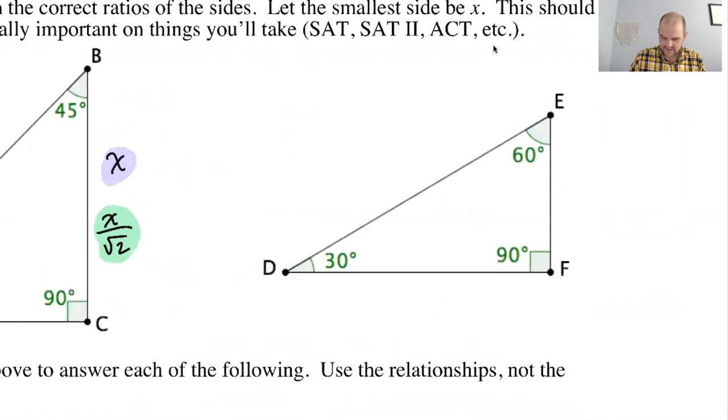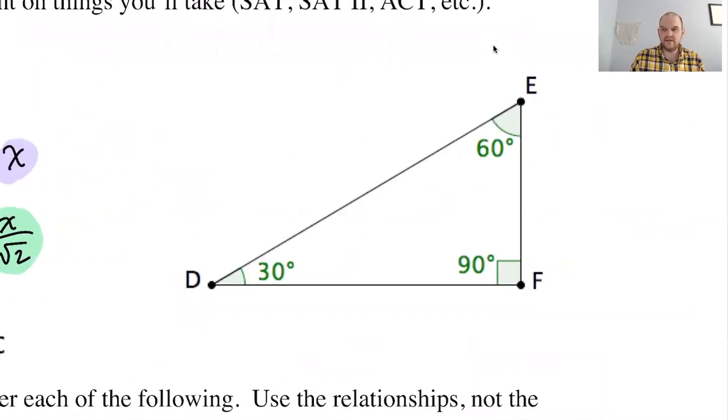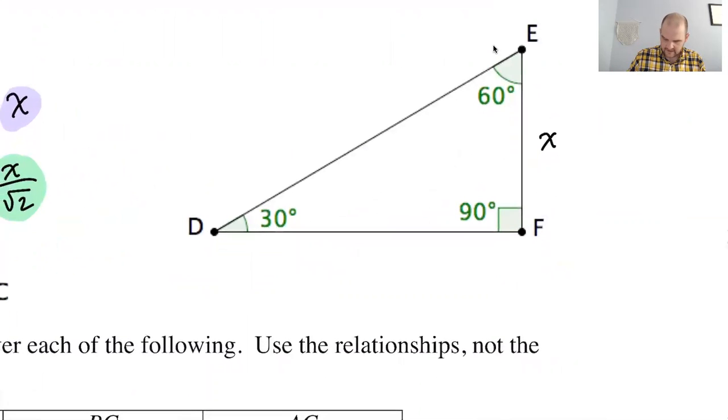So then 30, 60, 90 is, I think, probably the most important of them. So the side opposite 30 is the smallest side. And then the side opposite 60 is x root 3. And then this is going to be 2x.